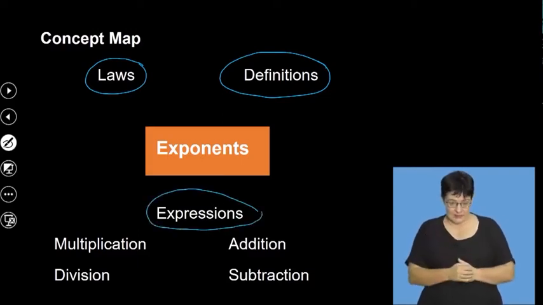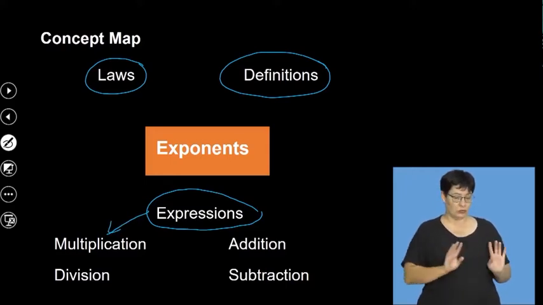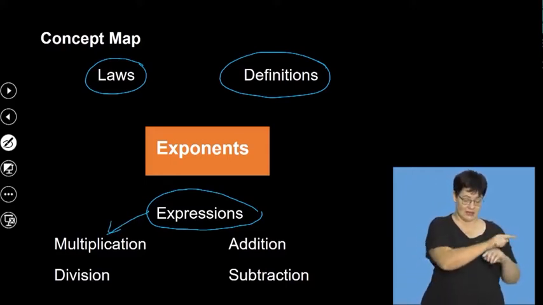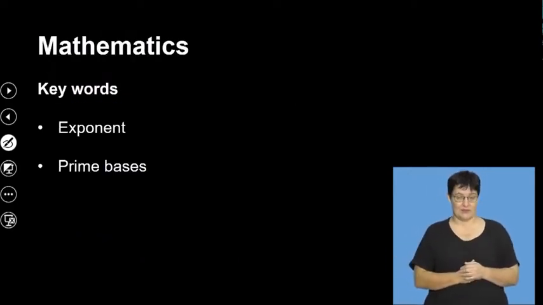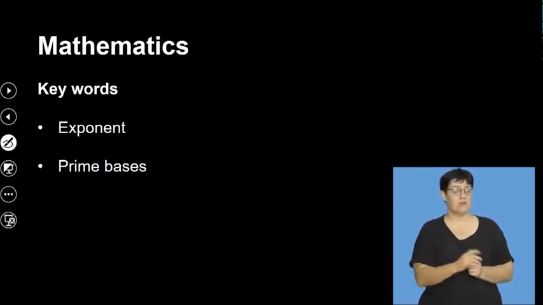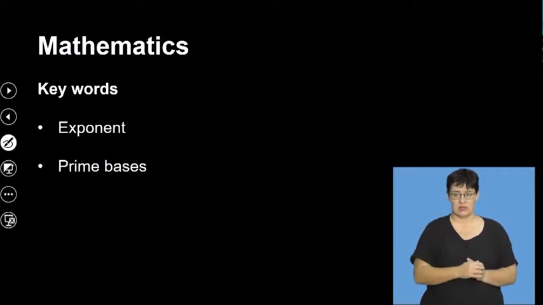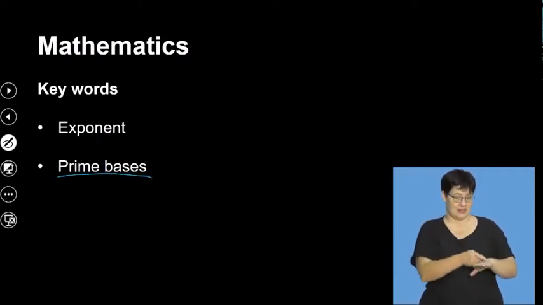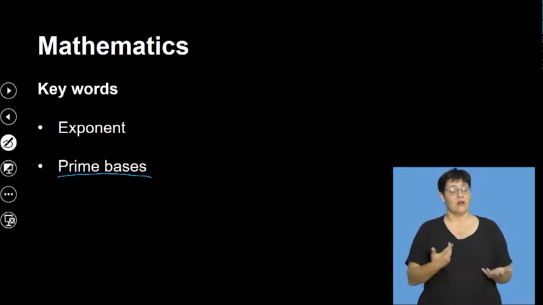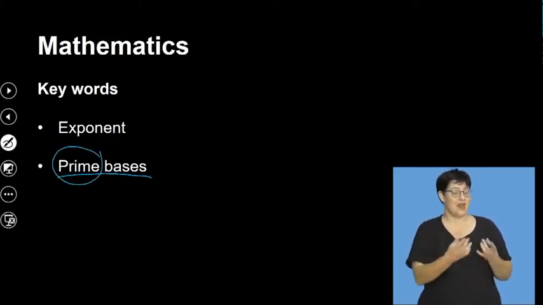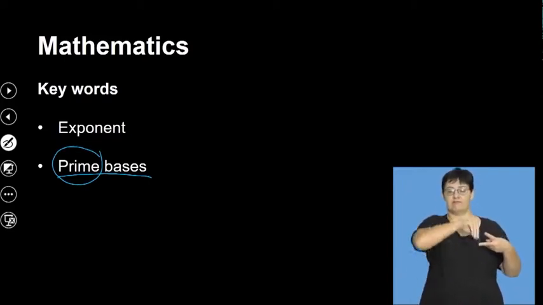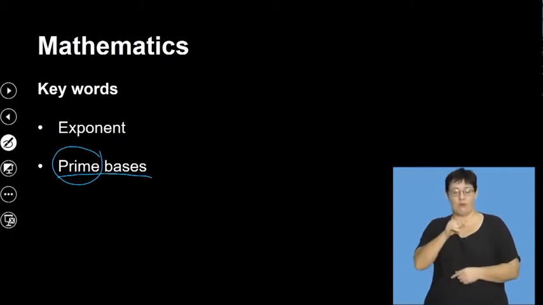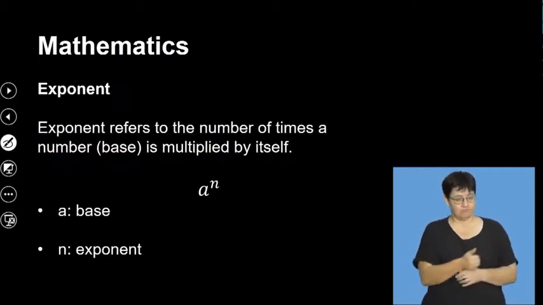Then in terms of expressions, we are going to look at them in two options. One, when we are multiplying and dividing, and the other option will be when we are adding and subtracting as well. Now, the keywords for this lesson will be mainly the concept of an exponent and also the concept of a prime base, or prime basis. Remember that a prime number is a number that has two factors, one and itself, right? So our bases, we're going to try by all means to make them prime numbers at all times. That's the main thing that we need to do when it comes to exponents.